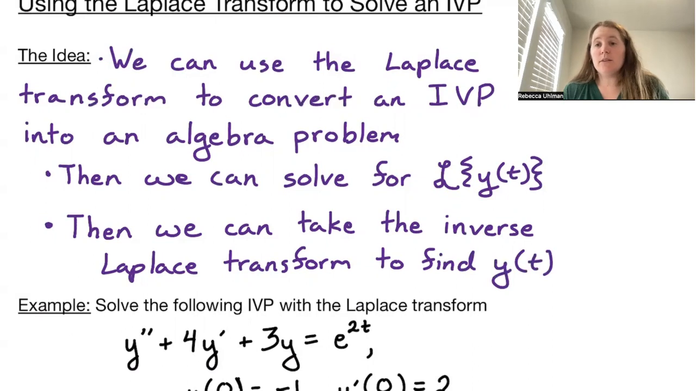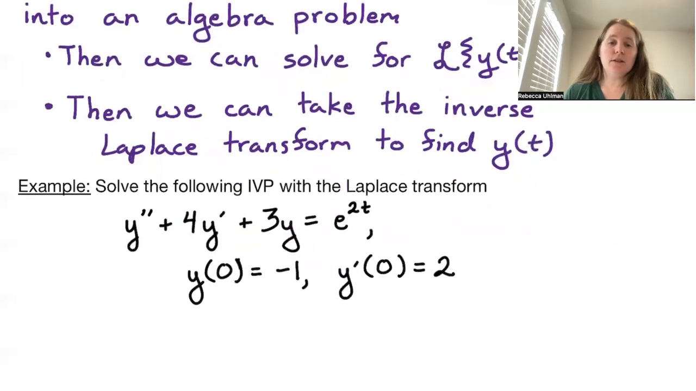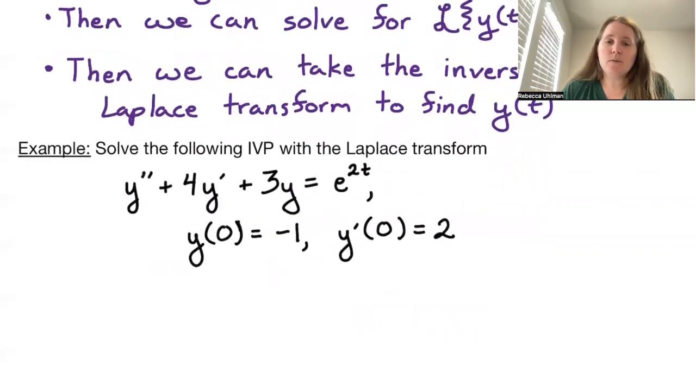So this will be extremely algebra heavy. Even having just an e to the 2t as your sort of forcing function, you will wind up having to do a fair amount of partial fractions to solve. But we'll go ahead and work through. So let's go ahead and solve the following IVP using the Laplace transform, where the IVP is y double prime plus 4y prime plus 3y equals e to the 2t, with initial conditions y of 0 equals -1 and y prime of 0 equals 2.